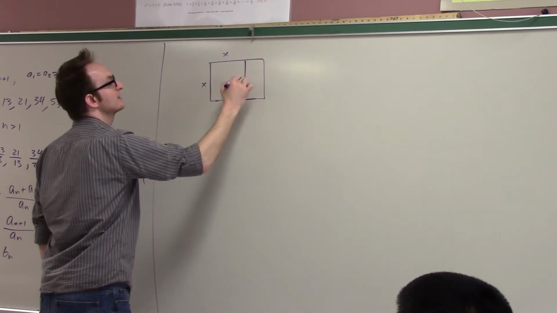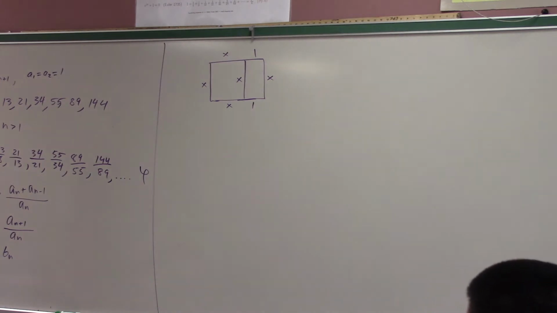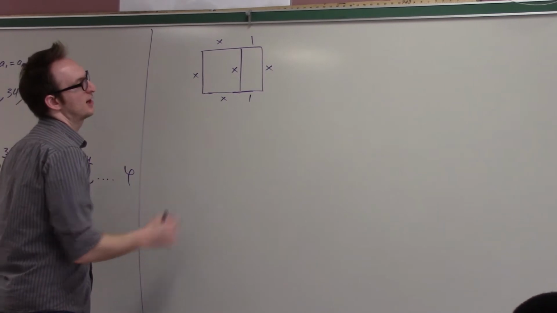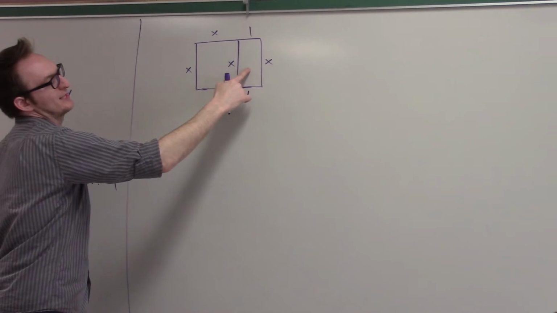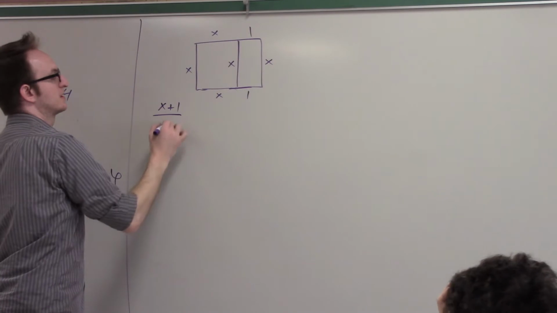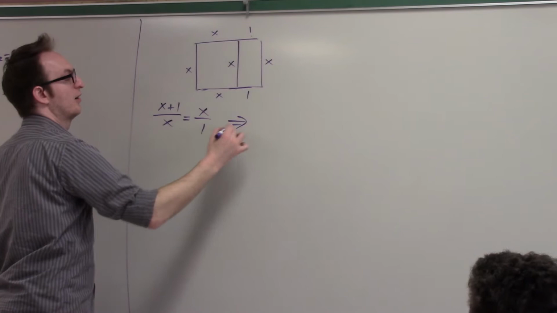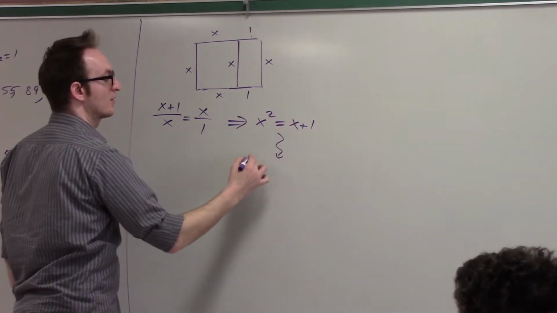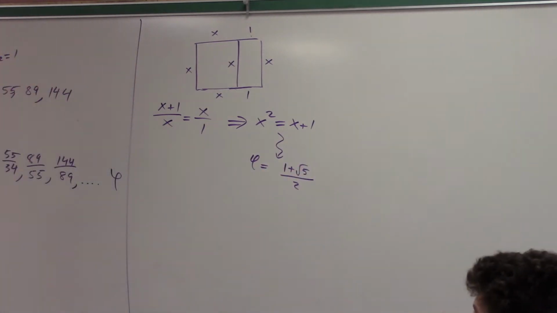So, phi is the ratio between the long and short side of a golden rectangle, which is a rectangle which you can take a square off and a rectangle remains. The rectangle that remains is similar to the original. So if the rectangle that remains is similar to the original, then x plus 1 is to the long as the long is to the short. And so we just get x squared equals x plus 1, and when we solve this, we end up with phi, which is 1 plus root 5 over 2.